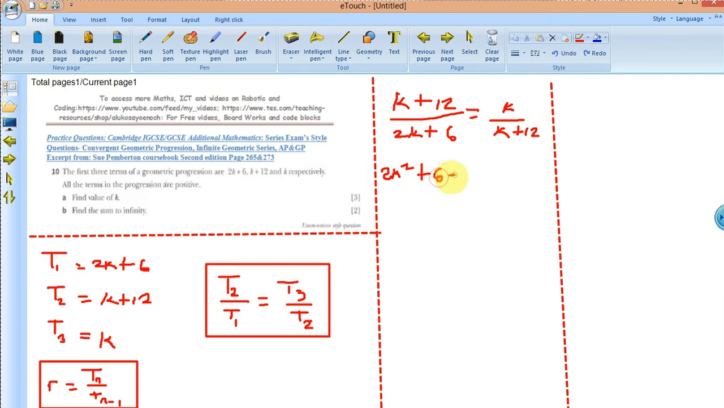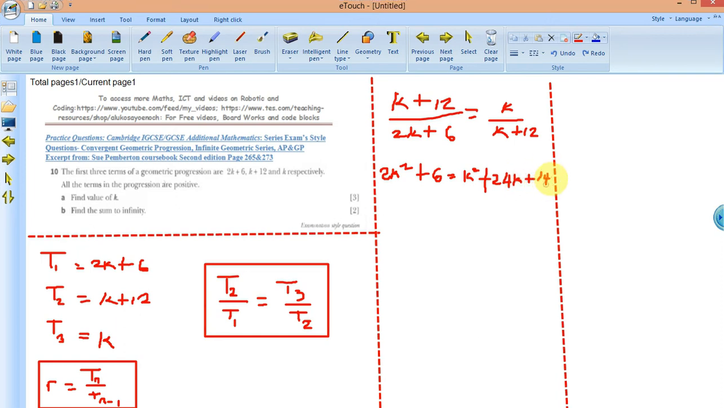Also if you expand k plus 12 times k plus 12, we are going to have k squared plus 24k, then 12 times 12 should be 144. Yeah, I'm correct. Plus 144. So then go ahead and collect like terms. I want positive k squared here, so I'll bring all this one there. So 2k squared minus k squared will give me k squared.